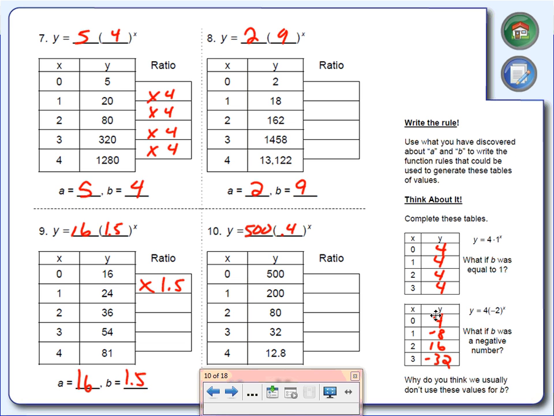So we're not going to use 1 for the b, because that would give us linear. And we're not going to use a negative for our b value here. And that's because then we'll have y values all over the place. We'll have positive, negatives, and so on. All right, so that wraps it up.